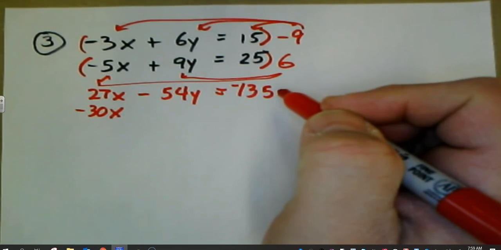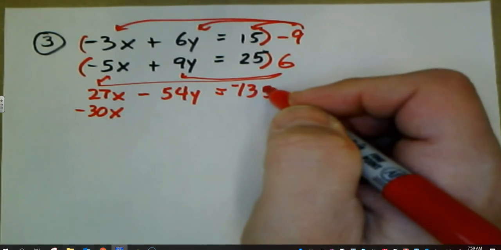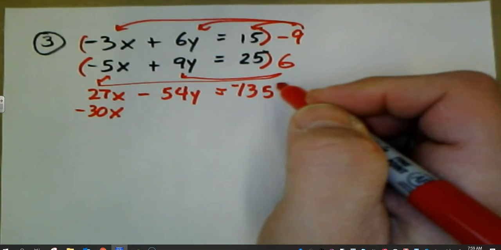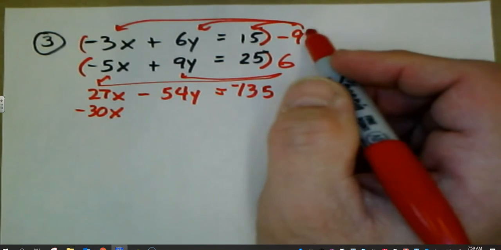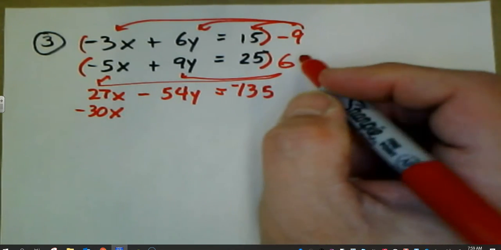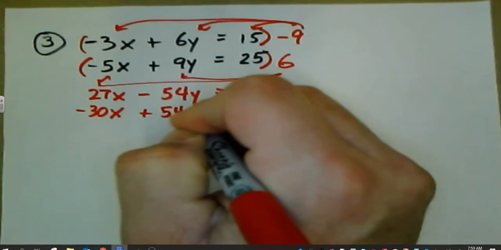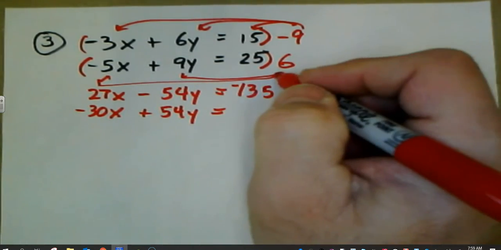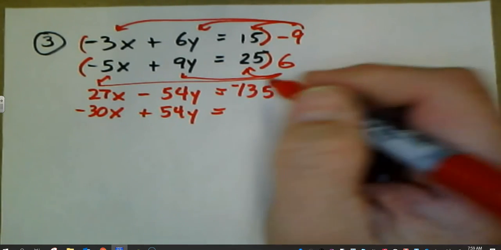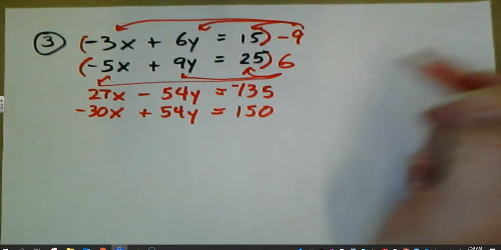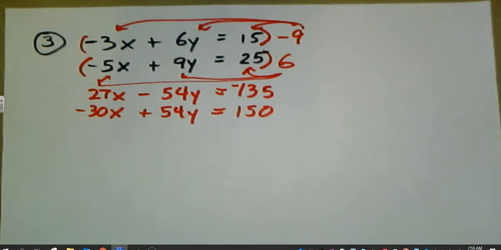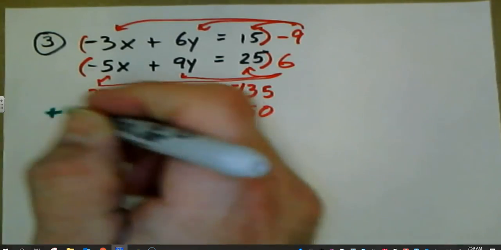Negative 30? No, 35, right? Negative 135? No, negative 9 times 15. 6 times 9 is 54. And 6 times 25 should be 150. Yes? Okay, thank you. I do it in my head and I do it quick, so I want to make sure it's right.